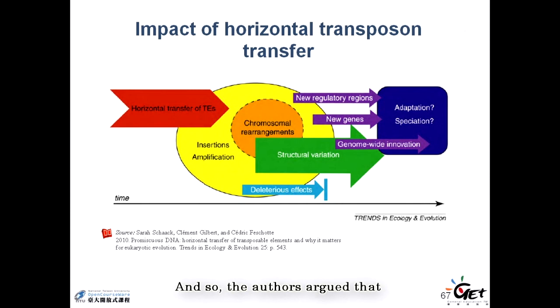And so the authors argue that those disturbances from the transposable elements could play a major role in changing the dynamics of the genome for eukaryotes, and then promote more novel gene functions, leading to adaptation or speciation. And of course, this is the thinking, but we have little evidence about it so far.